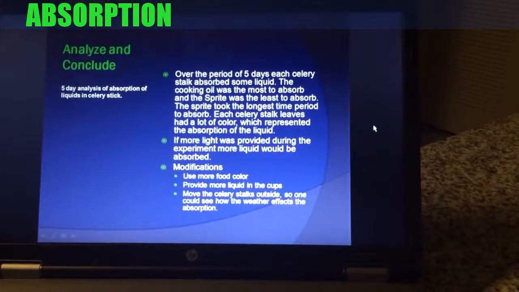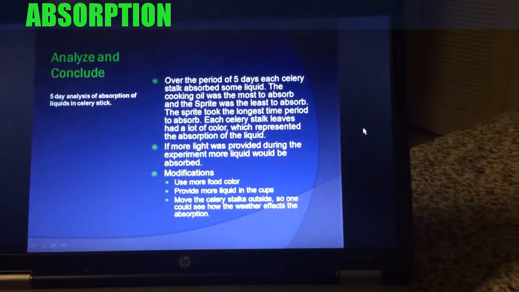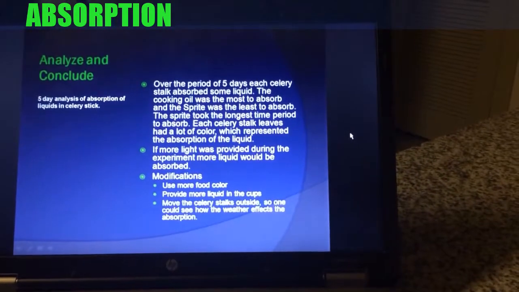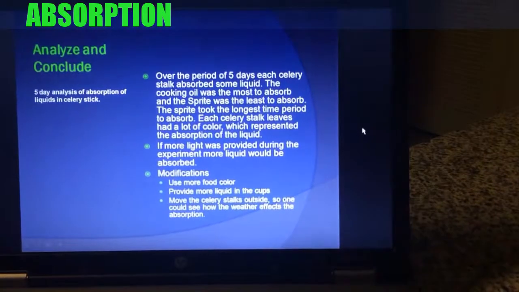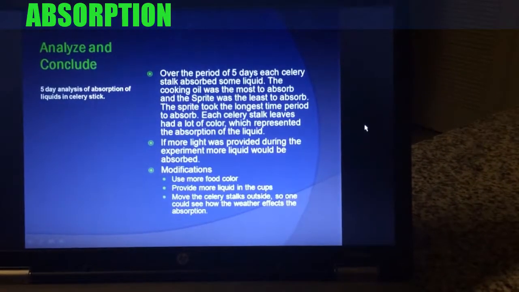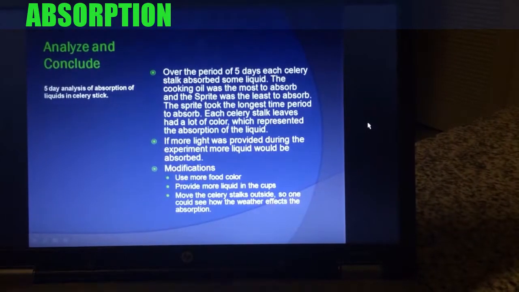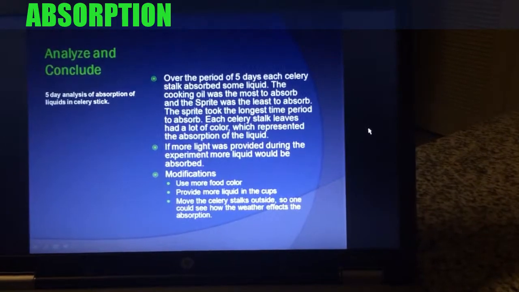So for my conclusion, over the period of 5 days, each celery stalk absorbed some of the liquid. The cooking oil was the most to absorb and the Sprite was the least to absorb. Each celery stalk's leaves had a lot of color, which represented the absorption of the liquid. If more light was provided during the experiment, more liquid would be absorbed.